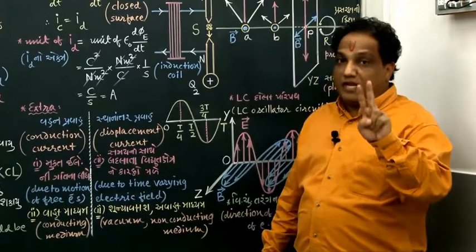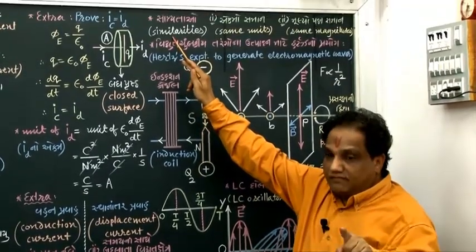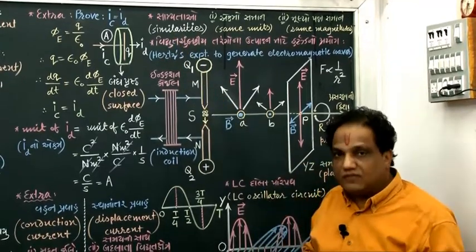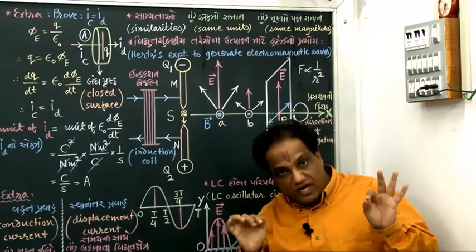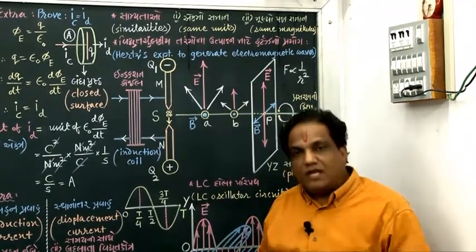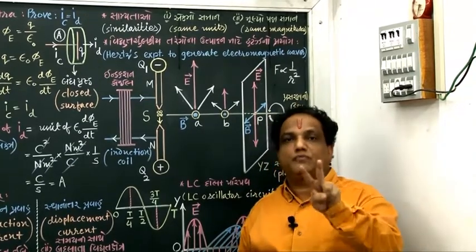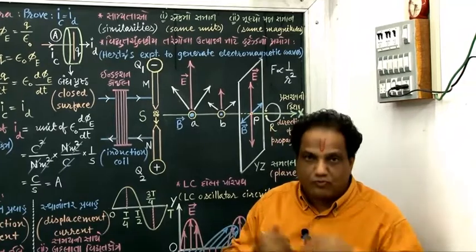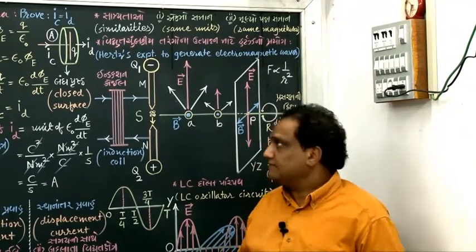There are two similarities also between conduction and displacement current. First point of similarity, they both have the same unit, that is ampere. And what is the second point of similarity? They both produce magnetic field. These are the 2 points of similarity.